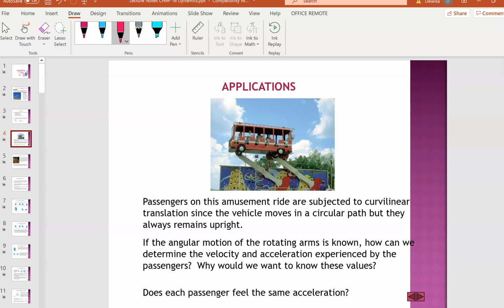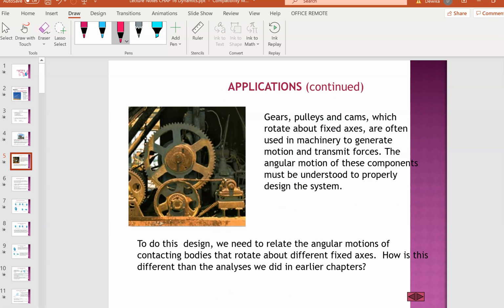The applications are everywhere, not only in amusement parks. There is too much application, because in real life nothing moves only in a straight line, or only in a curve. It is actually a combination of both. Like when you open a window or a door, there's a combination of curvilinear and linear movement. Then we have the gear system, the pulley system, the cam. All these move in a combination. If this rotates, this moves linearly. So it's a combination of movement.